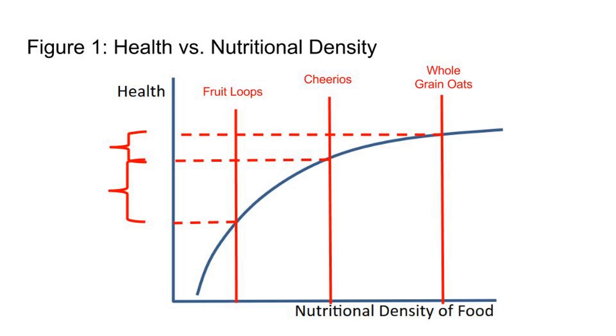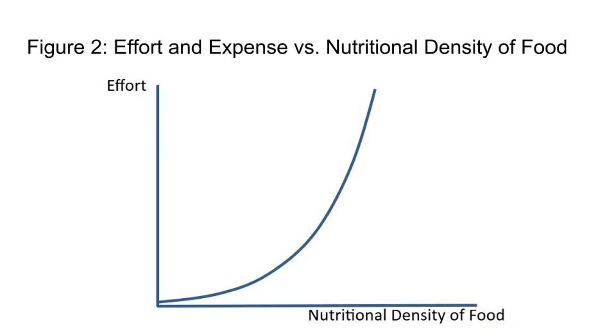But then there's the individual who only eats whole grain oats, who has a higher nutritional intake but receives less additional health benefit overall. Figure 2 explains how consumer effort experiences increasing marginal costs because nutritional food is often more expensive and more difficult to obtain than non-nutritional food, such as fast food. The greater an individual's nutritional intake, the more effort they must exert in order to obtain those nutritious foods.